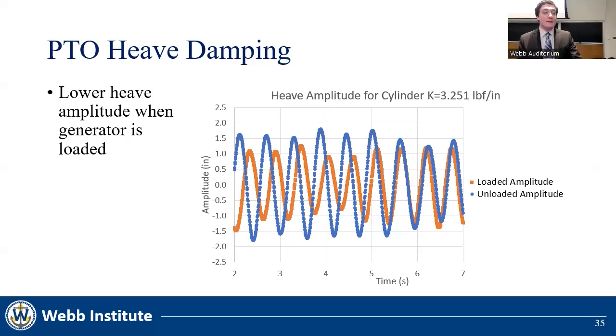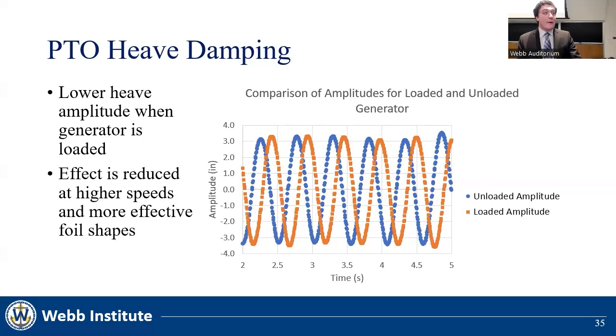It can be seen that for the cylinder with our low spring stiffness condition, the loaded amplitude is smaller by about 7% than the unloaded condition. This effect, however, is reduced at higher speeds with more effective foil shapes, such as our fat foil shown here. Here, the unloaded and loaded amplitudes are nearly identical.